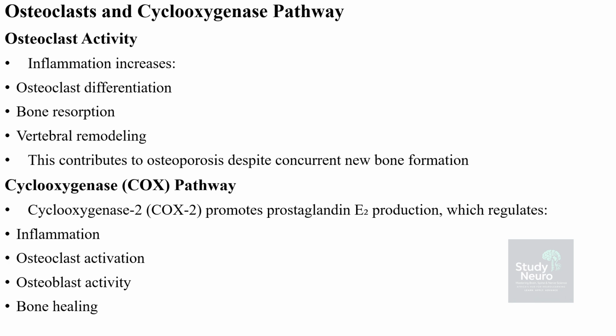The cyclooxygenase pathway also has an important role. Cyclooxygenase 2 helps produce prostaglandin E2, a signaling molecule that influences inflammation and bone metabolism. Through these effects, it can affect osteoclast activity, osteoblast function, and the process of bone healing. The result is a complex balance between bone loss and new bone formation.